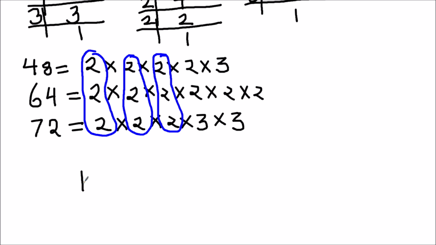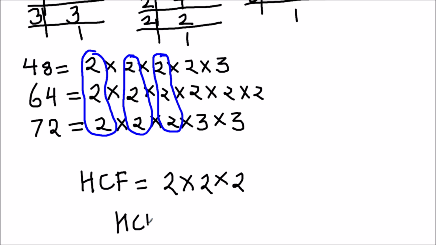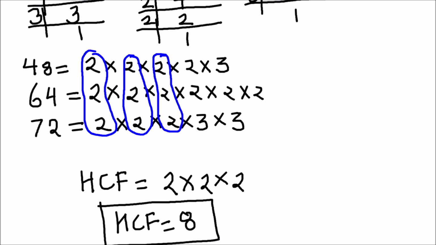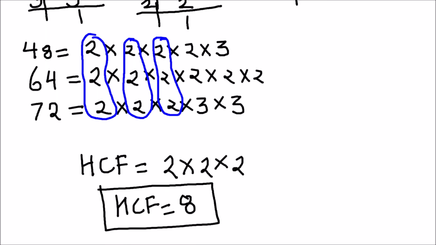So the HCF will be the product of all the common factors. For the three numbers, we are going to take the common factor only once. So that's going to be 2 for all three 2's here. Again, product of 2 for all 2's here. And again, we are going to multiply one more 2 for all 2's here. So now the HCF is 2 times 2 times 2, which equals 8. So the HCF of the three numbers 48, 64 and 72 is 8. This is how we find the HCF of the three numbers.